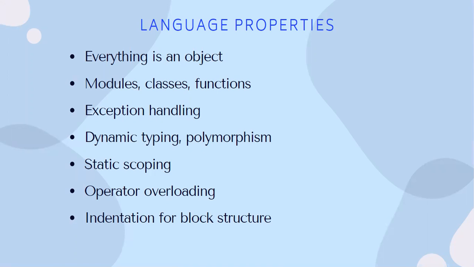So, talking about the language properties, in Python, everything is an object. If you talk about a procedural programming language, it means the emphasis is on the functions. Basically, you do everything related to the functions. But in Python, everything is an object.